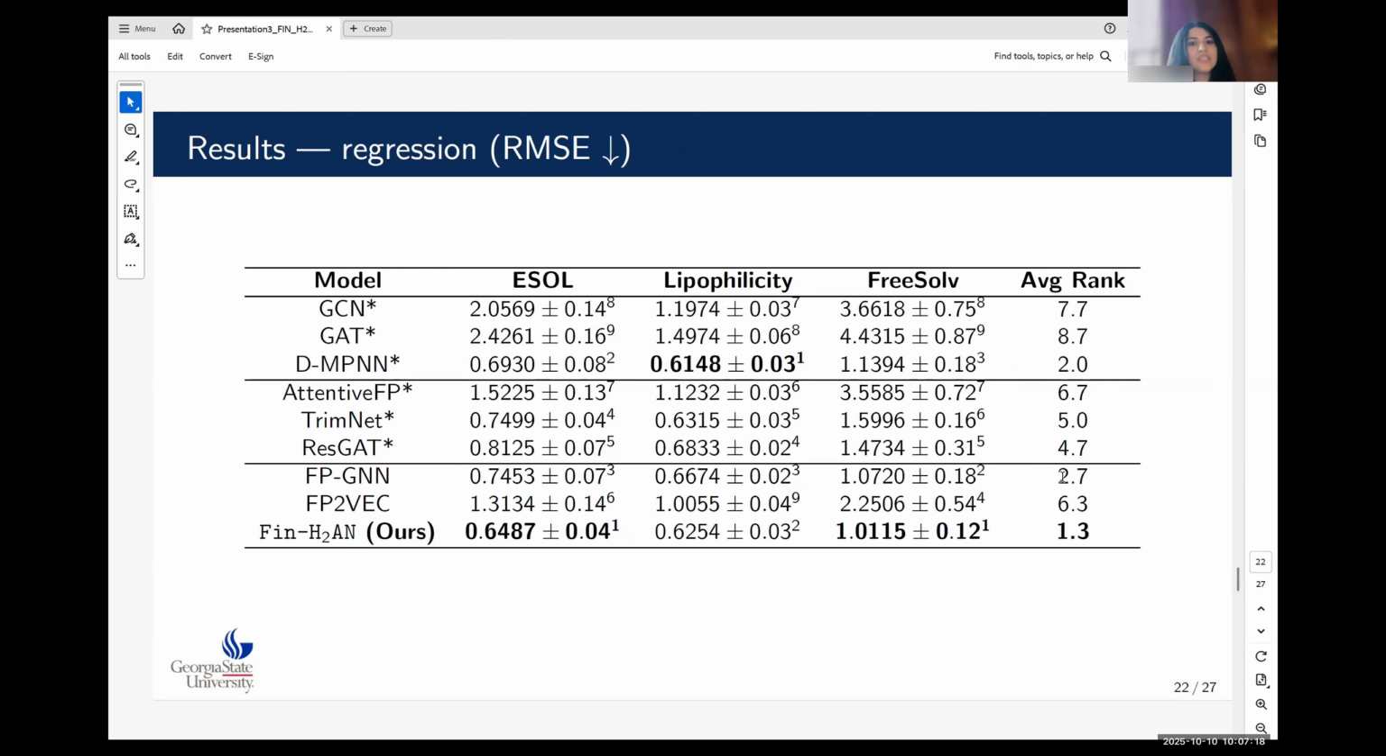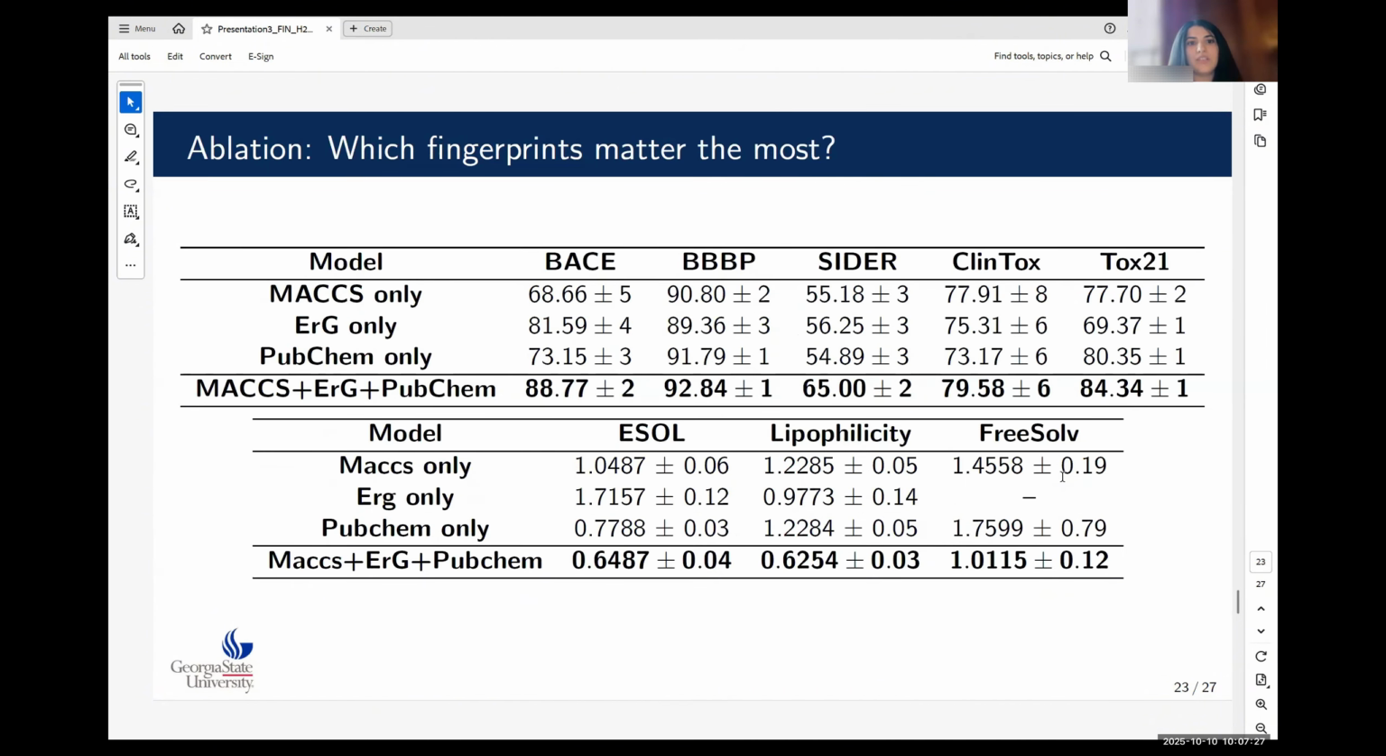For the regression data sets, here are their values. Basically, our model is outperforming the state of the art. And we did an ablation study where we wanted to see which fingerprint is more important. For each data set, it depends. But when we combine all of them, we always have better results. Here you can see that we have MACCS, ERG, and PubChem. Each one will have a different output for each data set. So keeping the information between them distinct is important because each one will have a different effect on the prediction.